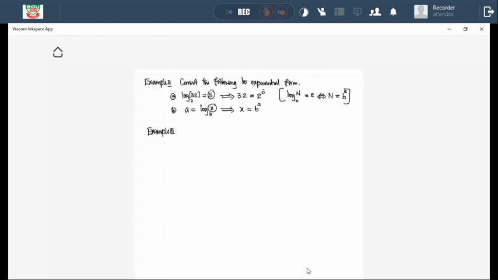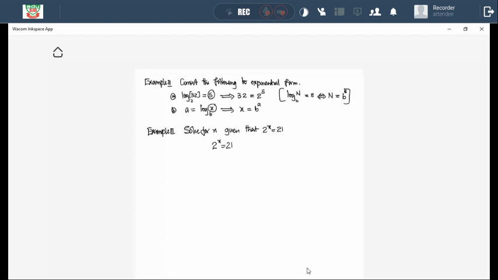Example 3. I'm now solving. Solve for x given that 2 to the power of x is equal to 21. Simple. If I'm to solve for x, this is 2 to the power of x equal to 21. The first thing is I'm going to say this is in exponential form. So I have to convert from exponential form to logarithmic form, right?